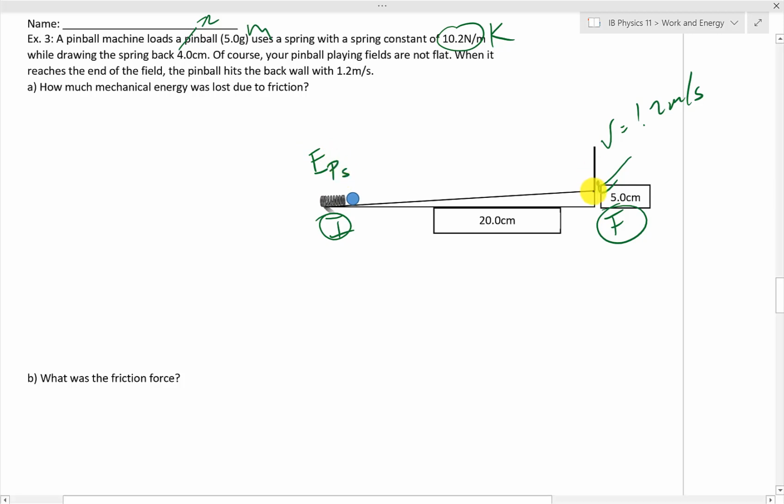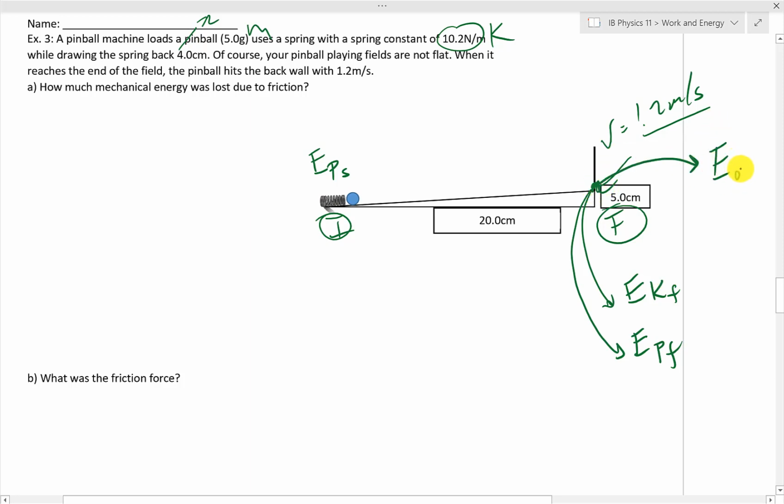At the very back wall here, we have a few forms of energy. First of all, the ball is moving, so it does have kinetic energy. I can put that final. And since it went up 5 centimeters, it's not a lot, but it does have potential energy. And last but not least, at this point, we know some amount of energy was lost due to friction. So I'm going to write that as energy out of our system, okay?